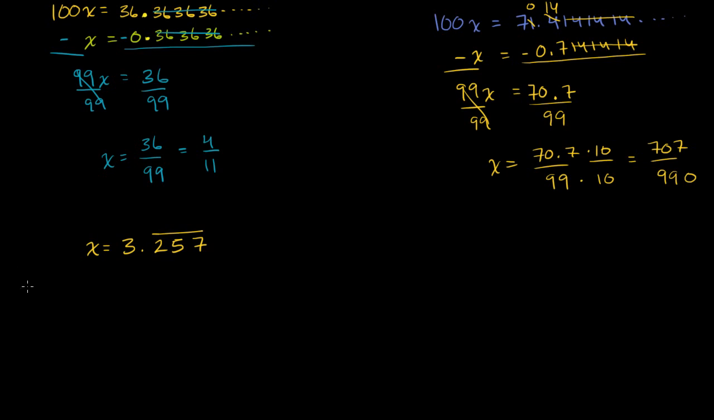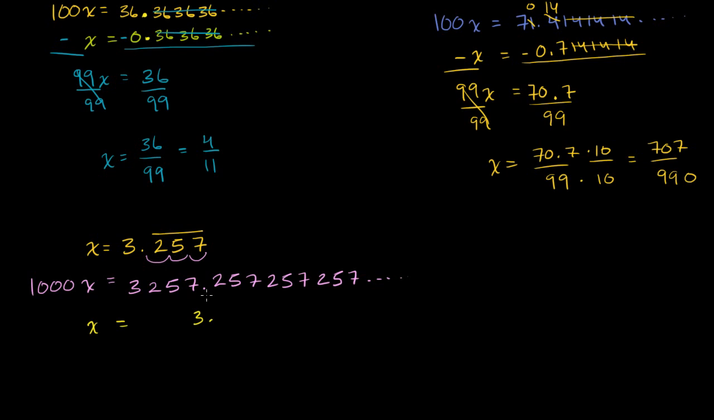So 1,000x is going to be equal to what? We're going to shift the decimal 3 to the right. 1, 2, 3. So it's going to be 3,257 point, and then the 257 keeps repeating. 257, 257, 257. Keeps going on and on and on forever. And then we're going to subtract x from that. So here's x. X is equal to 3.257, 257, 257, keeps going on forever. You want to make sure you have your decimals lined up.